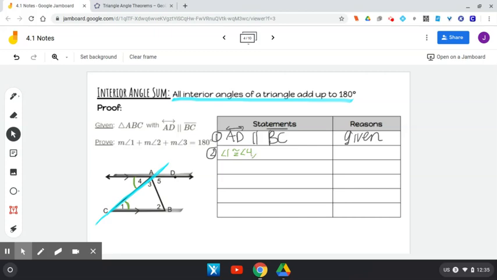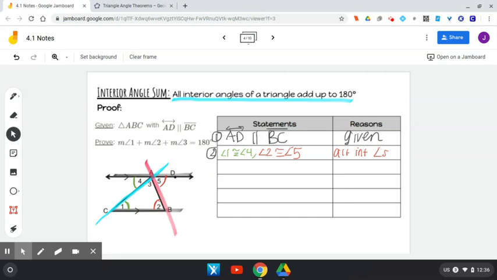If I draw another transversal, that one right there, I have another set of alternate interior angles. Angle 2 is inside the parallel lines and on different sides with angle 5. So angles 2 and 5 are also congruent. And my reason is the alternate interior angle theorem. But I can just call it alternate interior angles for short.